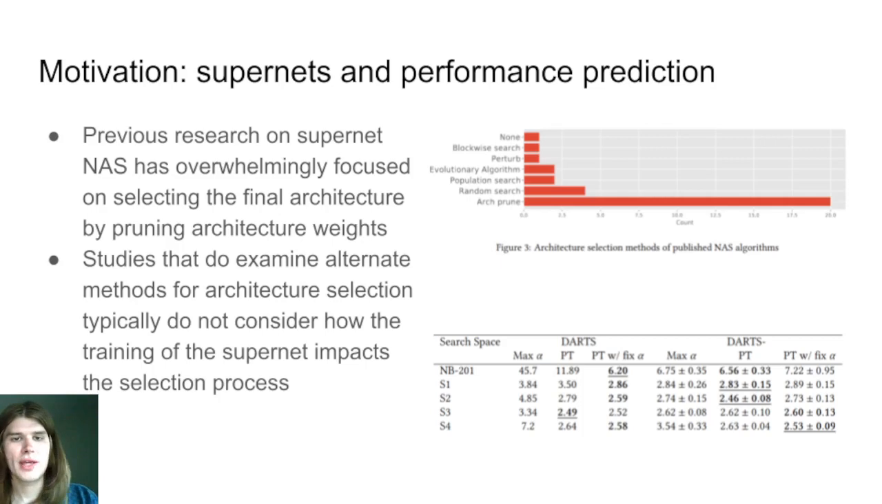Now, we use a case study of a perturbation-based architecture selection algorithm in order to examine the effects of not considering this interaction from supernet training and architecture selection. Now, through a slight modification to the supernet design, we're able to mitigate some of the failure modes addressed by the perturbation selection method without perturbation and demonstrate a different relationship between this perturbation technique and supernet training.